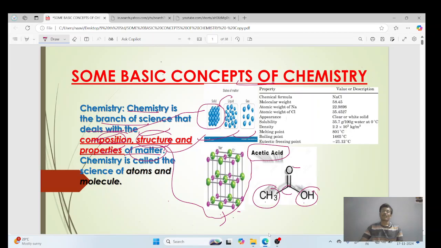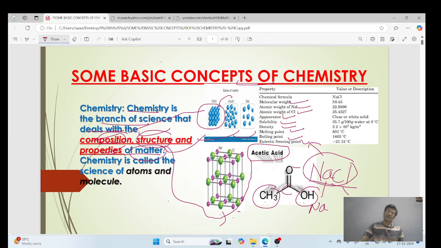Okay, so next, the properties of a compound. Example, NaCl. NaCl is a compound, and it has two elements, sodium and chlorine. Here the physical properties of sodium chloride are molecular weight, atomic weight of sodium, atomic weight of chlorine, appearance and solubility, density, melting point, boiling point and freezing point. These are called the physical properties of NaCl.